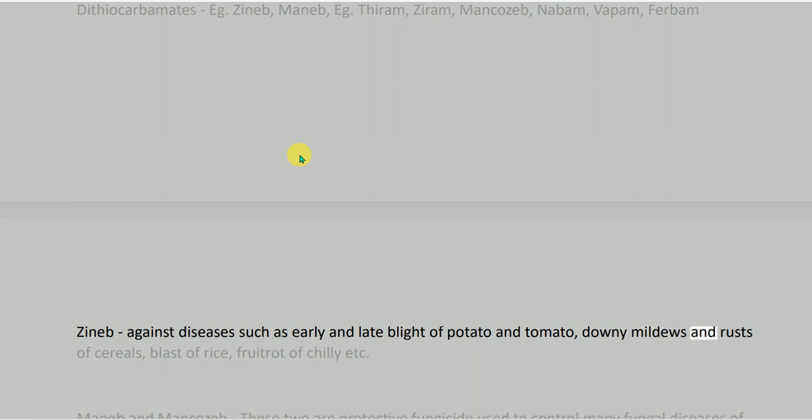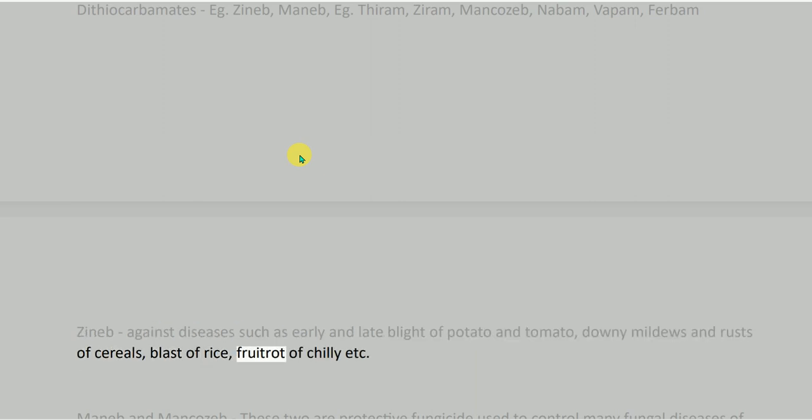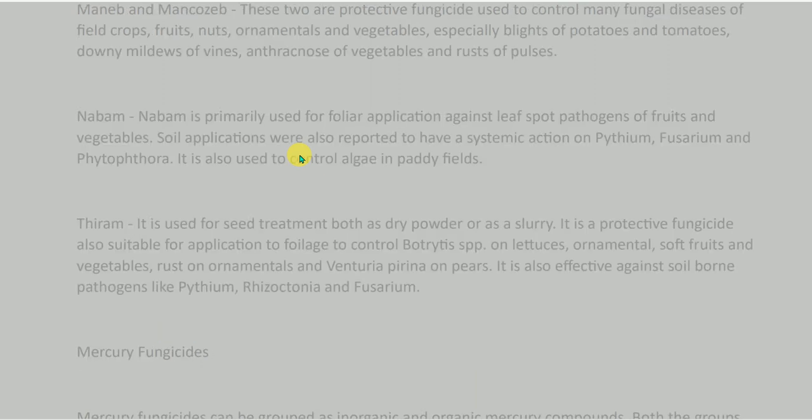Maneb and Mancozeb, these two are protective fungicides used to control many fungal diseases of field crops, fruits, nuts, ornamentals and vegetables, especially blights of potatoes and tomatoes, downy mildews of vines, anthracnose of vegetables and rusts of pulses. Nabam is primarily used for foliar application against leaf spot pathogens of fruits and vegetables. Soil applications were also reported to have a systemic action on Pythium, Fusarium and Phytophthora. It is also used to control algae in paddy fields.